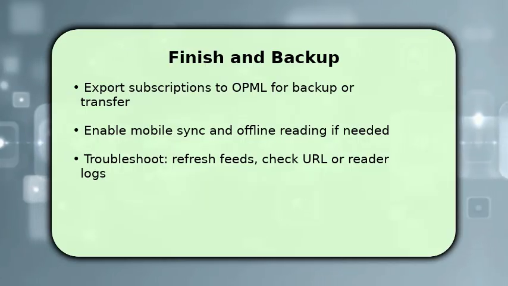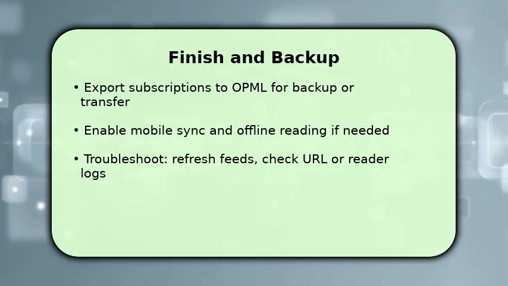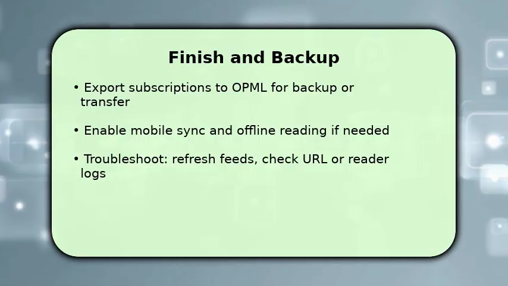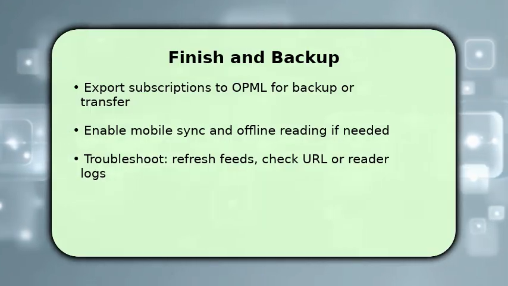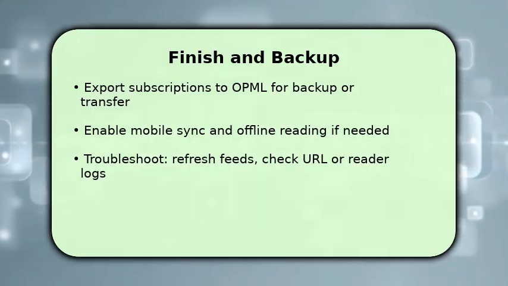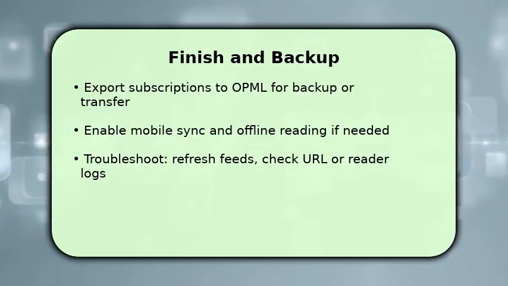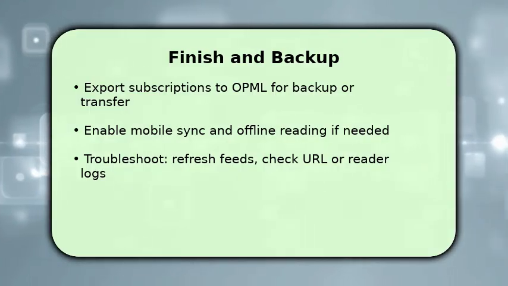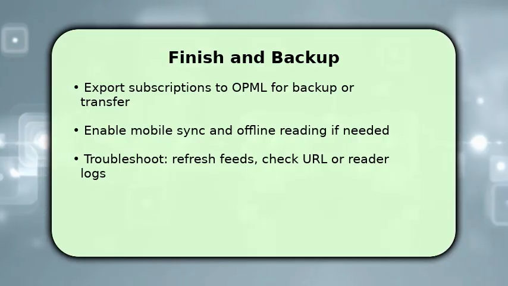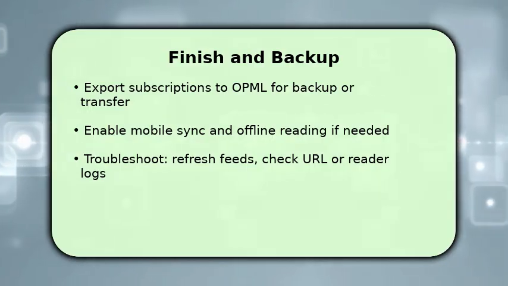If a feed stops updating, refresh it manually and verify the feed URL still works. Sometimes sites change their feed address. If that fails, check the reader's logs or try subscribing with a different reader to isolate the issue. With backup and sync in place, your RSS system is resilient and portable.